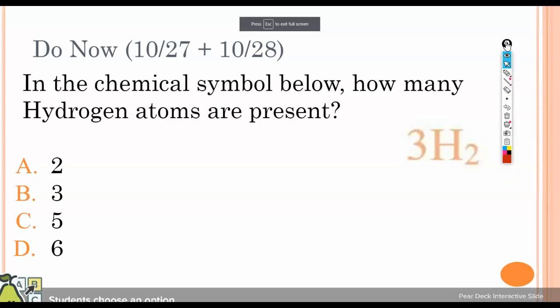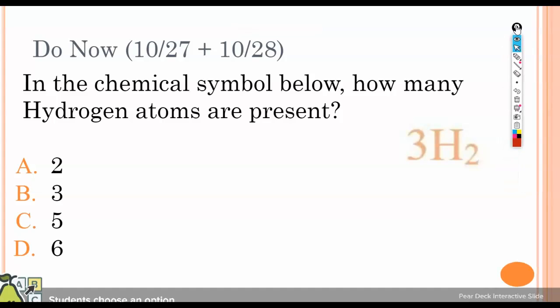Okay, so in this video, we're going to continue talking about chemical equations. Before we do that, we're going to answer a do now question. And so this is going to go back to what we talked about last class, when we talked about coefficients and subscripts for chemical symbols. Okay, so here's the question.